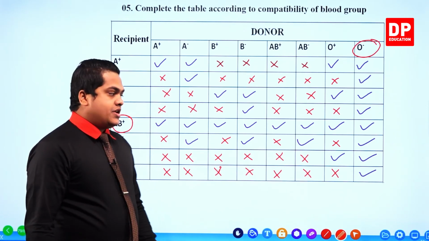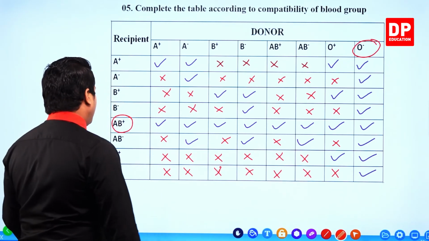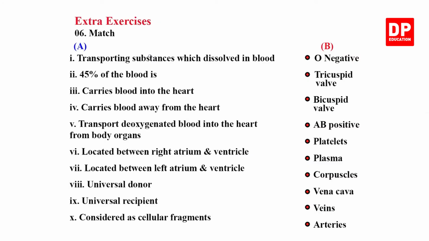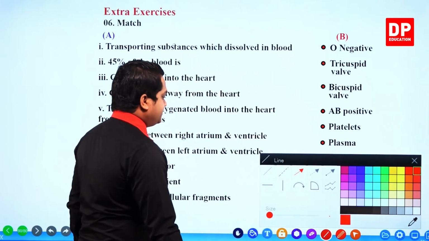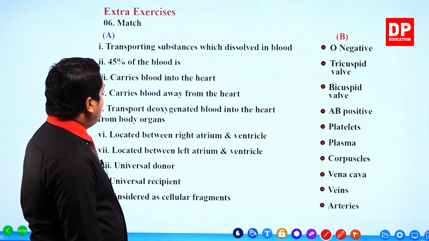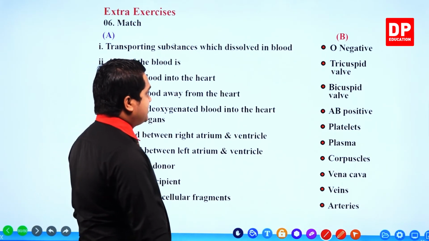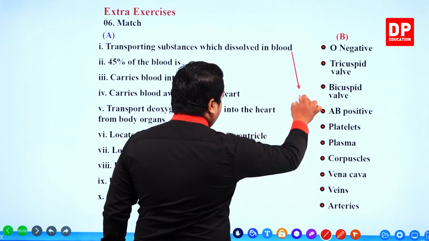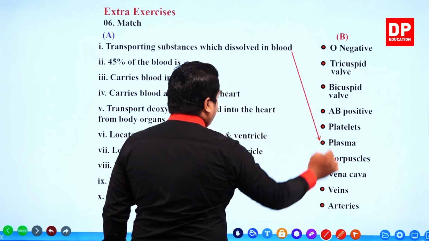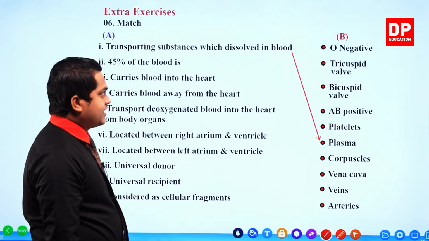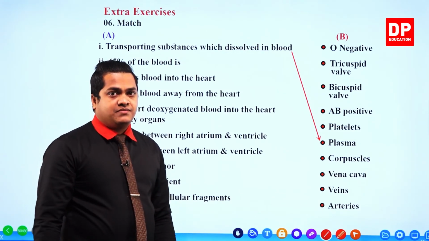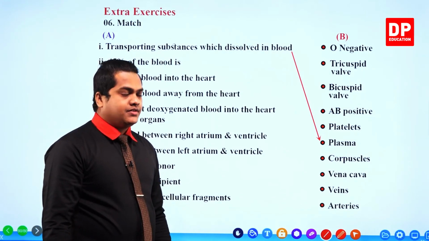Right then. So we'll move on to the next question. A matching question is given. Machine 1. Transporting substances which are dissolved in blood. Very simple. Transporting substances, you know it is the plasma. So blood plasma is the one which helps in transporting substances.